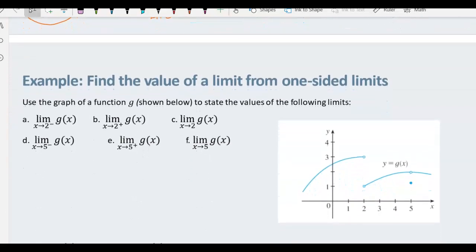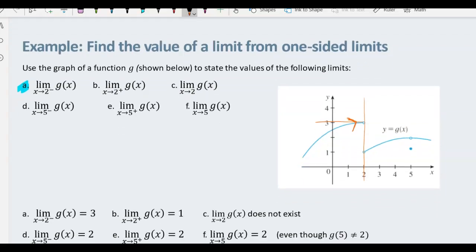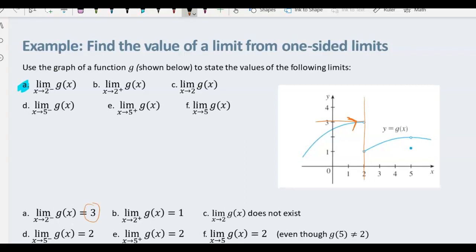Let's do an example problem with a function that's sort of defined in a funky way. We've got a couple different discontinuities here. We've got a jump. What is the limit for letter A? What is the limit as x approaches 2 from the negative side? So we're looking at this, and we're approaching this way from the left. So it looks like the function output value is 3. That's what we have here.